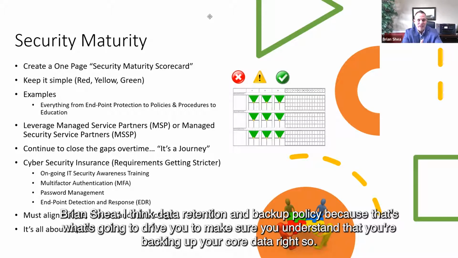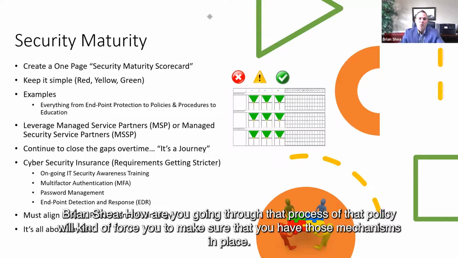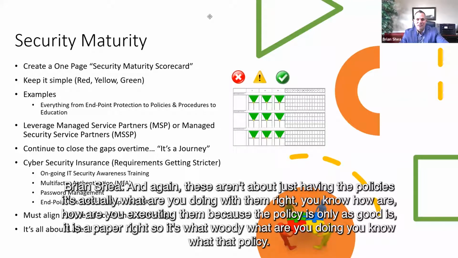I think data retention and backup policy, because that's what's going to drive you to make sure you understand that you're backing up your core data, right? So do you know, as an organization, that I back up my data daily, weekly? Where is it? Is it in the cloud? Is it on tape? Where is it? Going through that process of that policy will kind of force you to make sure that you have those mechanisms in place. And again, these aren't about just having the policies. It's actually, what are you doing with them, right? How are you executing them? Because the policy is only as good as it is on paper, right? So it's what are you doing with that policy?